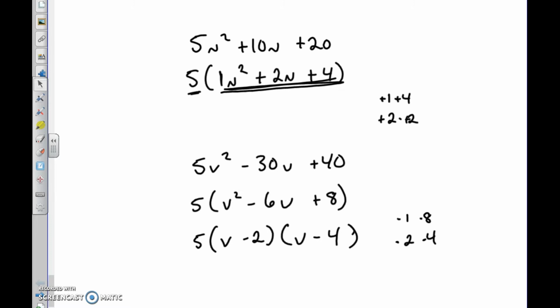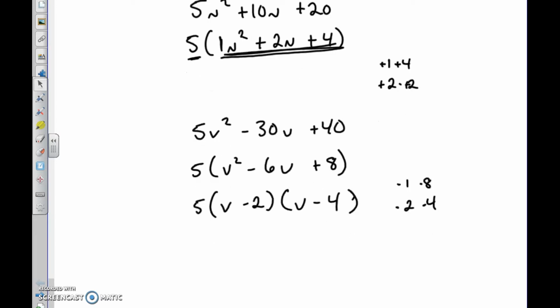So our final answer, if we broke this down into linear factors, which is our goal, would be 5 times v minus 2 times v minus 4. Okay? And now, the last step, this is what kids struggle with the most. We're going to have a trinomial now that doesn't have a leading coefficient of 1, and on top of that, it doesn't have a greatest common factor that we can multiply out.